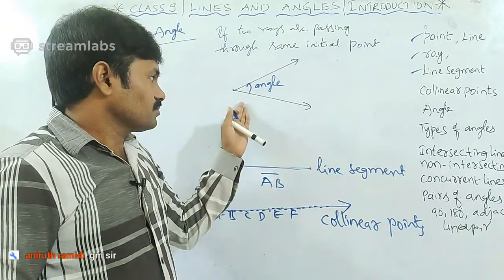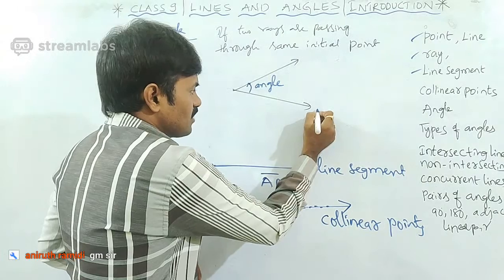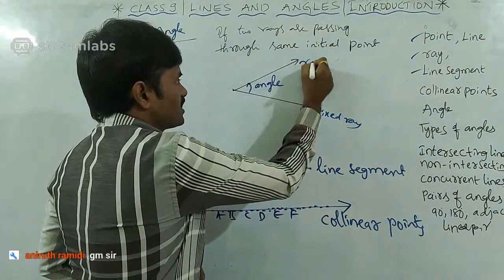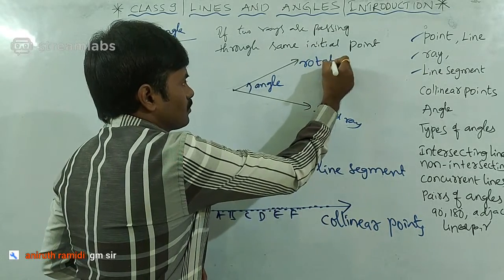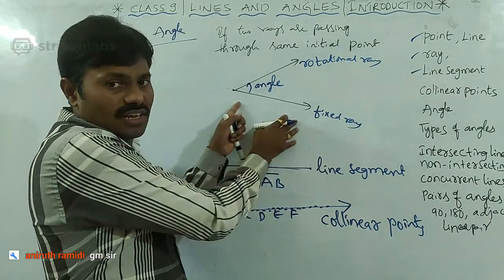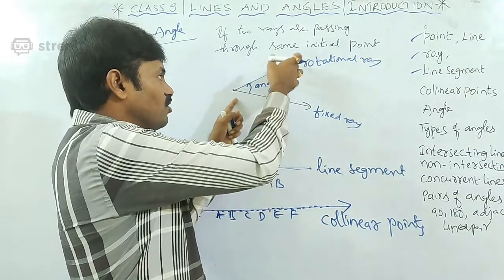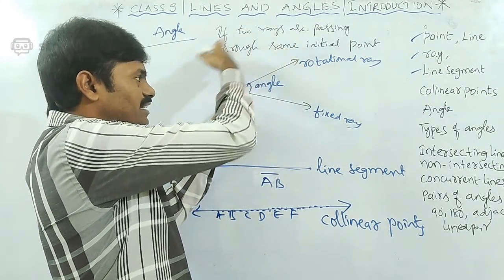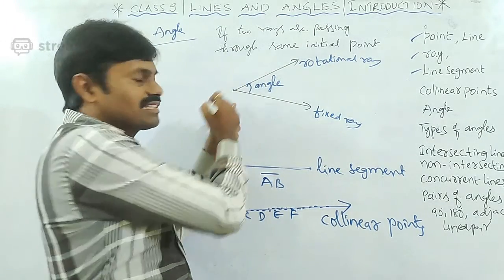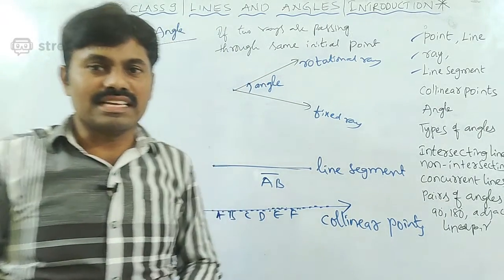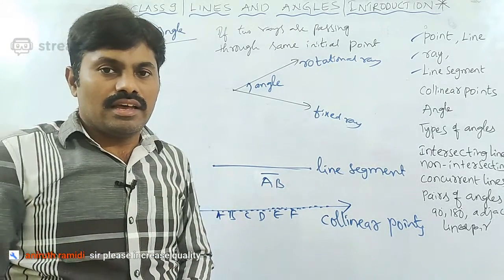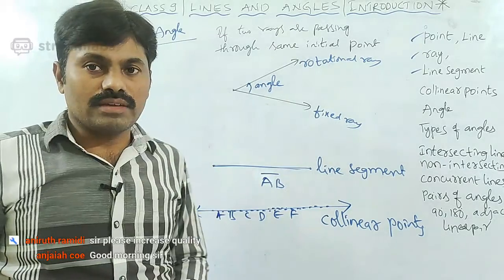So here, if you take one as a fixed ray and the other as a rotational ray, now this fixed ray I am keeping here, and the rotational ray I am rotating. So how much region it is occupying, that quantity is called an angle. Okay.